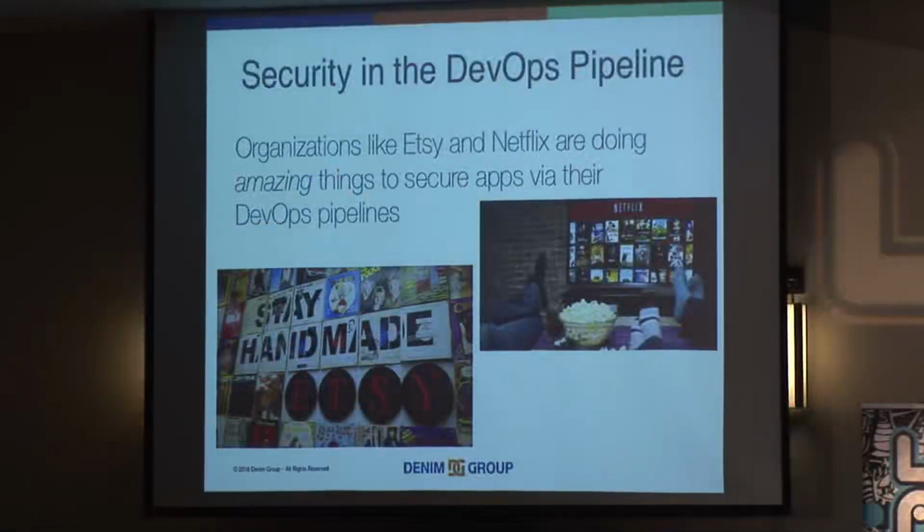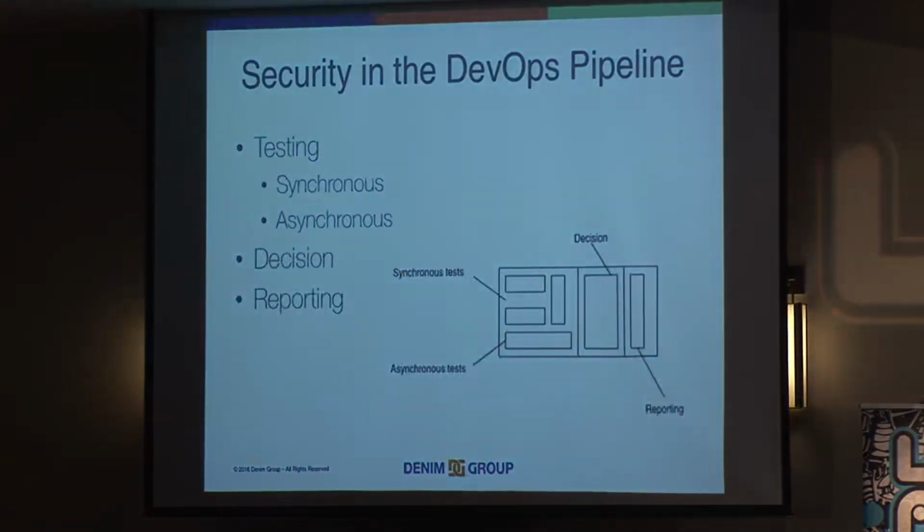Organizations like Etsy and Netflix are doing amazing things in their DevOps pipelines from a security standpoint, asking: if I were to deploy this build, what's the security state going to be of that deployment? Have I broken any of the assumptions that I had leading up to this? Those organizations are doing really cool stuff. When I look at security in the DevOps pipeline from an application standpoint, there are really 3 phases that you go through during your CI/CD or during your build.